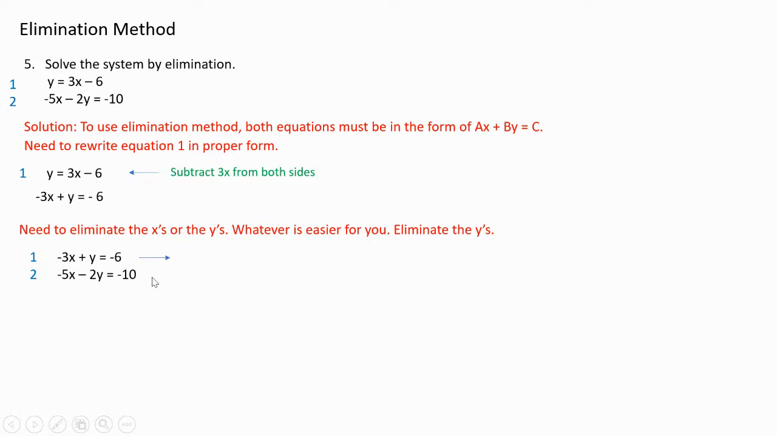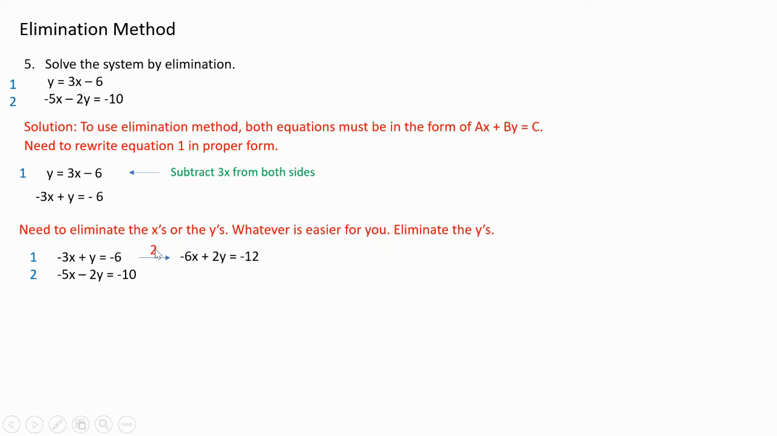So I'm going to multiply equation 1 by 2. Why 2? Because 2 times y will give us 2y. Then when I add it to negative 2y, they'll be eliminated. But you have to follow the math rules. In math, this is permitted as long as you multiply the same number to both sides of the equal sign.